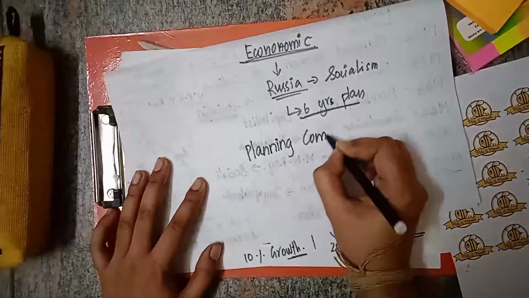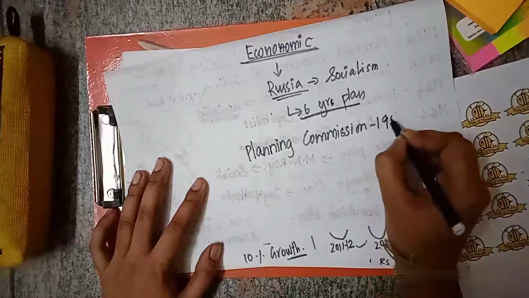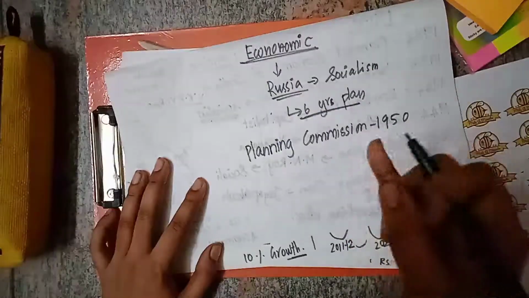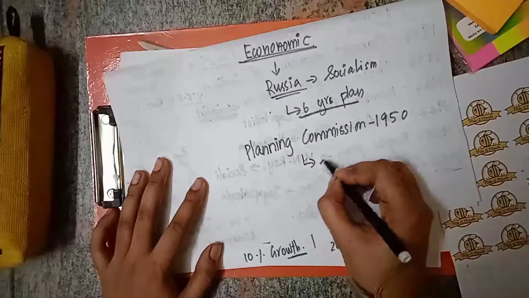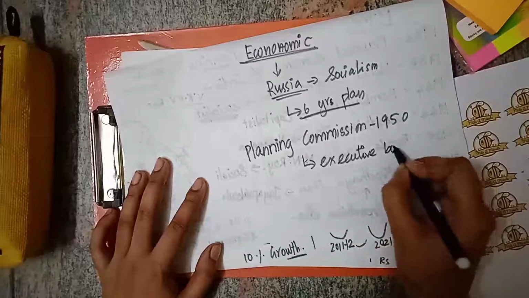So the Planning Commission was set up in 1950. It is a non-statutory as well as a non-constitutional body. It is an executive body.